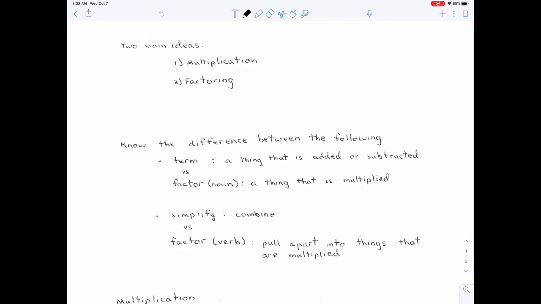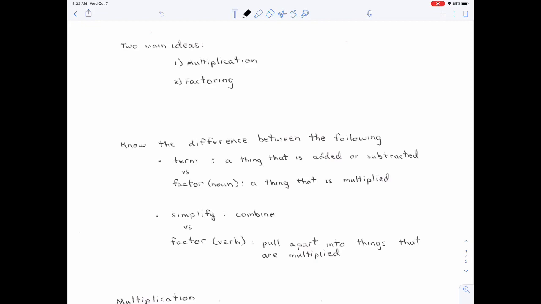What I'm asking you to do is pull something apart into things that are multiplied. So you're taking something and making it into factors. Okay, also, this is the opposite of simplifying. Simplify means combine. Factor means pull it apart.